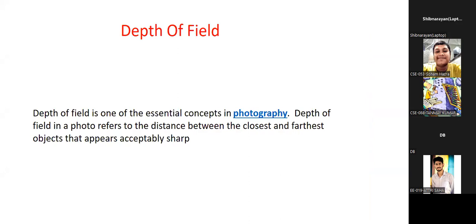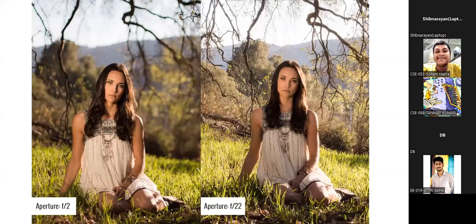So depth of field basically, now see this photograph. Same photograph. First one is f/2 and the second one is f/22. What is this, f/2 and f/22? The aperture. Here we denote f/2, aperture 2, and another aperture is 22, that is f/22.